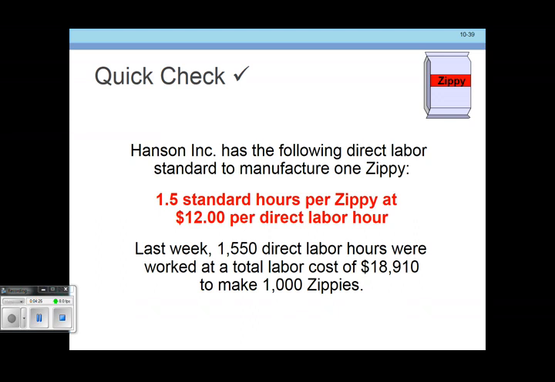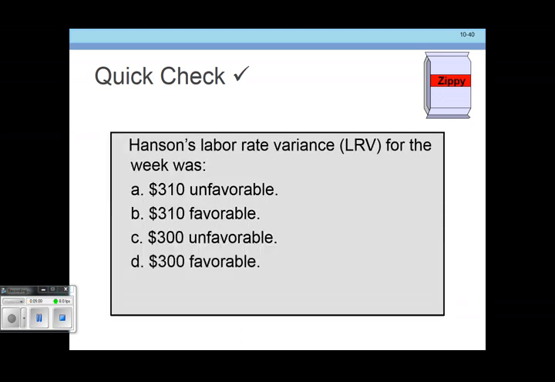So let's notice what we have here. We've got 1.5 standard hours per zippy, $12 per direct labor hour. They worked 1,550 hours to make 1,000 zippies. A couple of things to note here, just offhand. That 18,910 is my far left number. That's how much they actually paid. Notice they should have used 1.5 standard hours per zippy to make 1,000 zippies, so they should have used 1,500 hours. They actually used 1,550. So right away we can see they used more labor hours than they should have.